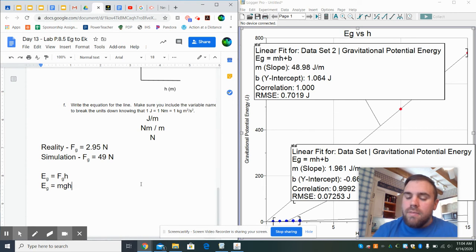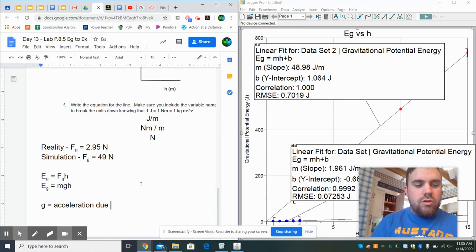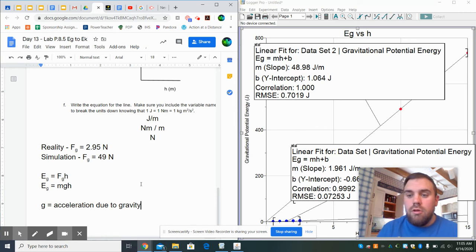You're like, what does that mean? Well, mass is mass in kilograms. g is what's known as the acceleration. I don't want capital G, I want lowercase g, which is equal to the acceleration due to gravity. And it varies based on planet. So what you would weigh here is going to be different than what you would weigh on Mars or the moon or Jupiter or something like that. The units of the acceleration due to gravity are meters per second squared.